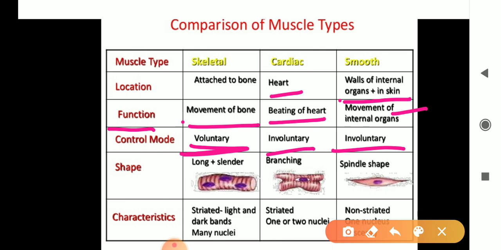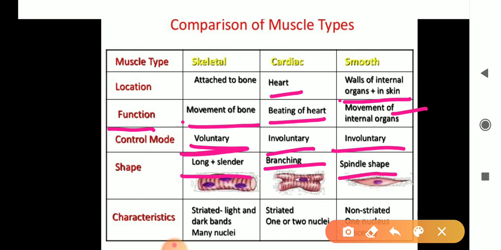Then shape. The first one, striated muscle, is long and cylindrical. Many nuclei are present, and light and dark color bands are also present. Then cardiac muscles are branched, and in one fiber only one nucleus is there. Then smooth muscles are spindle in shape and uninucleated. It means the first one is multinucleated, the middle one is uninucleated, and the last is also uninucleated.